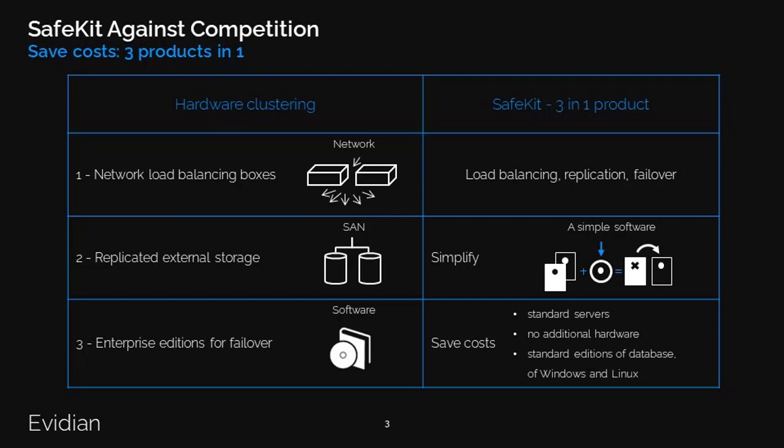In common usage, near disk bays are used to replicate large volumes of data. SafeKit is used to mirror some terabytes of data. The cost and complexity between the 2 solutions cannot be compared.